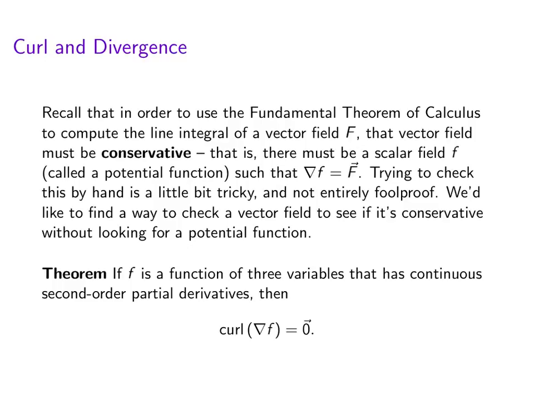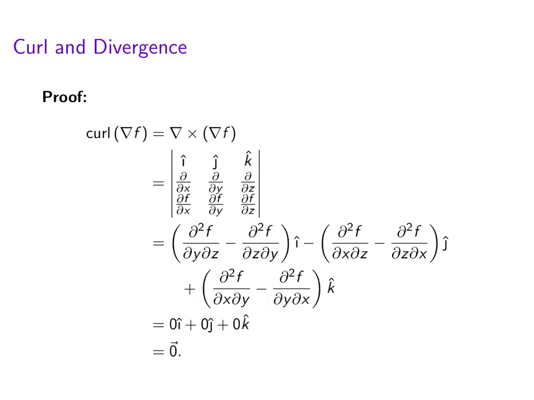If f is a function of three variables that has continuous second-order partial derivatives, then the curl of the gradient of f is the zero vector. Let's prove this now. Okay, so here's how the proof goes.